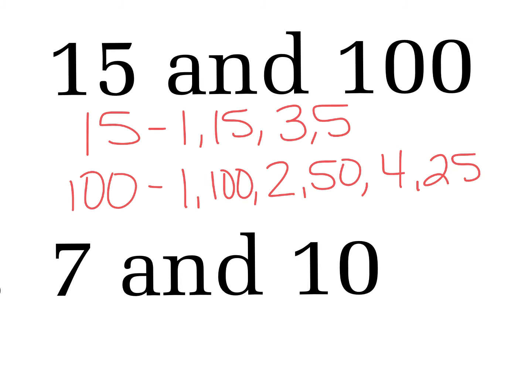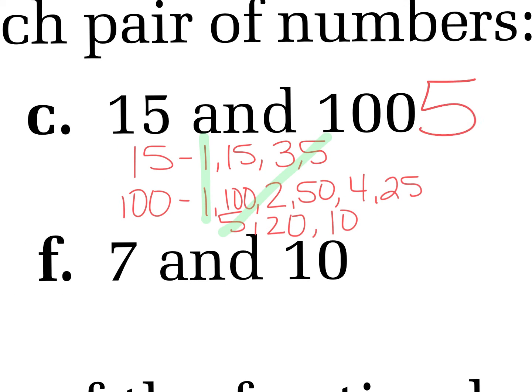Can you multiply anything by 6? No. 5 and 20. And I think that is it. Oh, wait, 10 and 10. So 10 times 10. There we go. All right, so let's see what our greatest one is. We have 1 and we have 5. Those are the only two they have in common, 1 and 5. So 5 would be your greatest common factor for C.